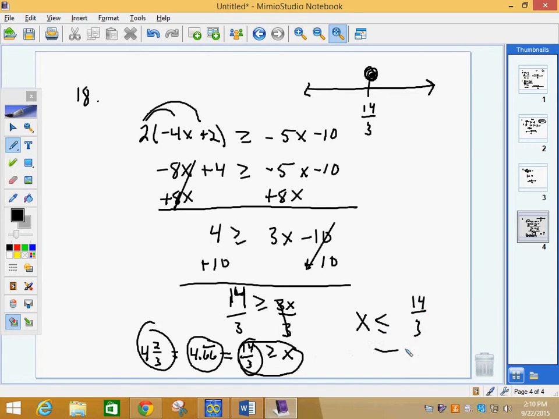Notice this is the same thing as this, written from the other direction, with x being on the left. So my variable's on the left. The arrow in my graph must point to the left since my inequality is pointing to the left. X is less than or equal to 14/3.